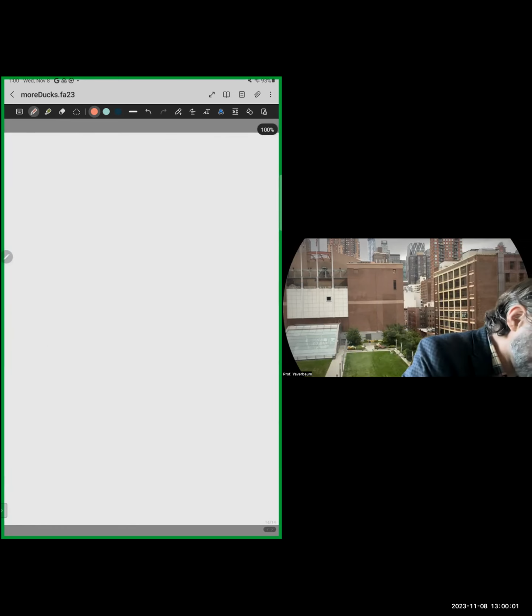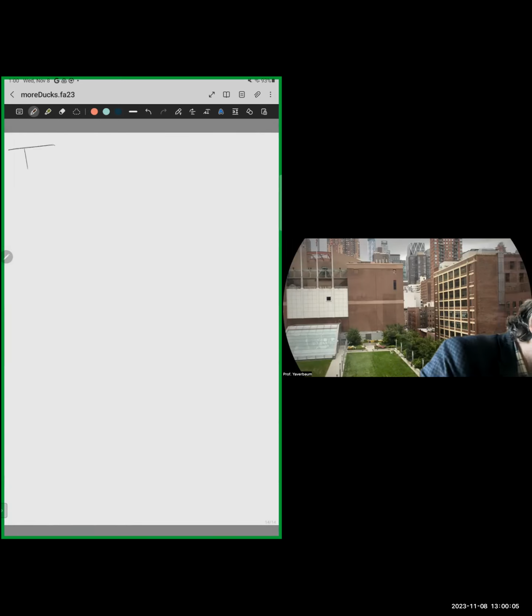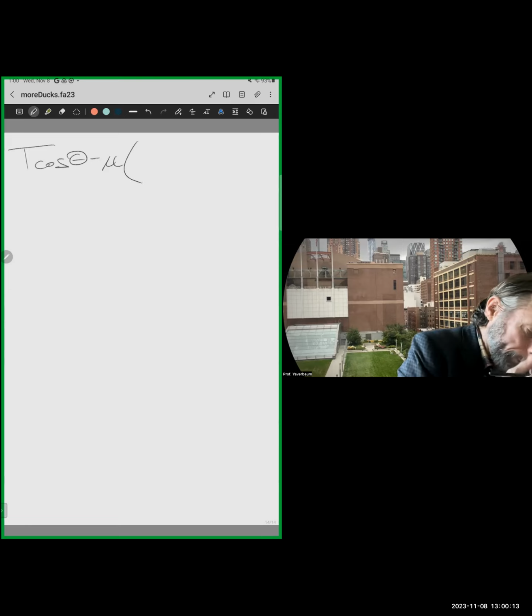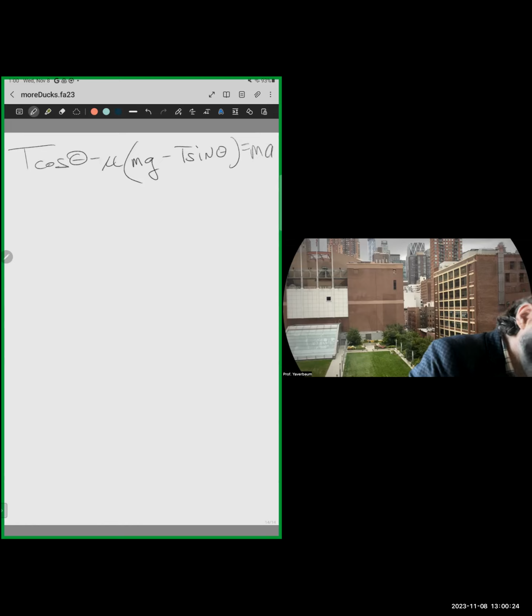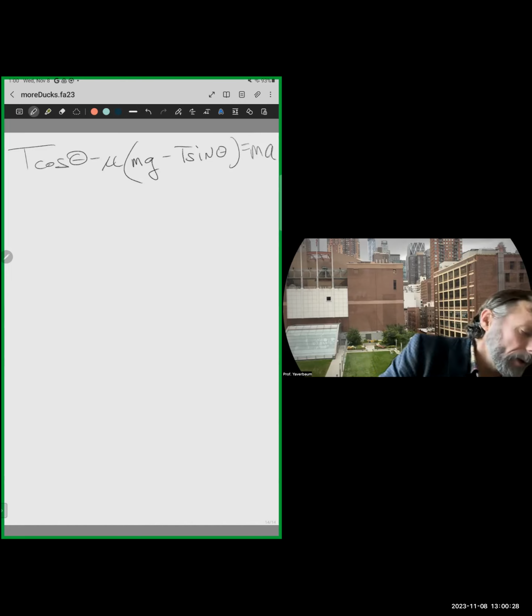Again, at any moment you want me to go back, please let me know. So we go T cosine theta minus mu times (mg minus T sine theta), all that equals ma, right? So now we're finally almost there.